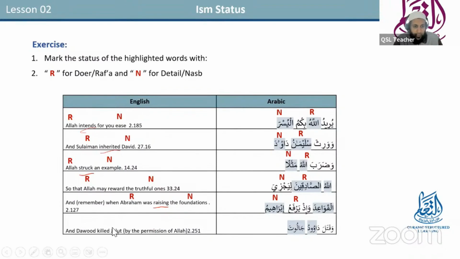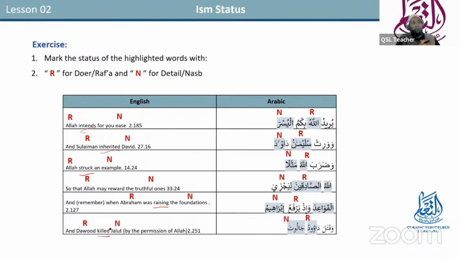And the final one on here, and Dawood killed Jalut by the permission of Allah. So the action word is killed. Who's doing the killing? Dawood alayhi salam. Therefore, Dawood alayhi salam is rafa'. And who got killed? That's the detail, and that would be nasab, which is Jalut.